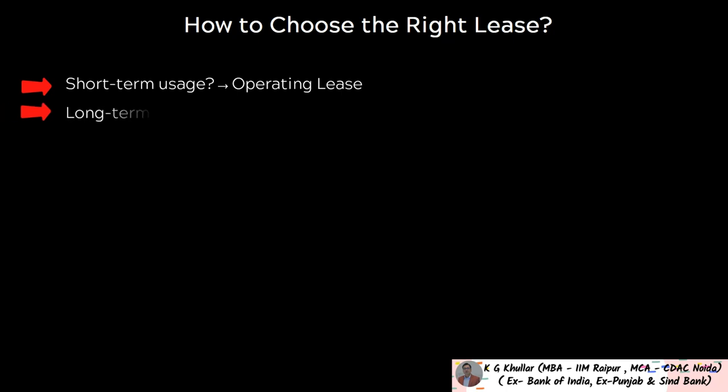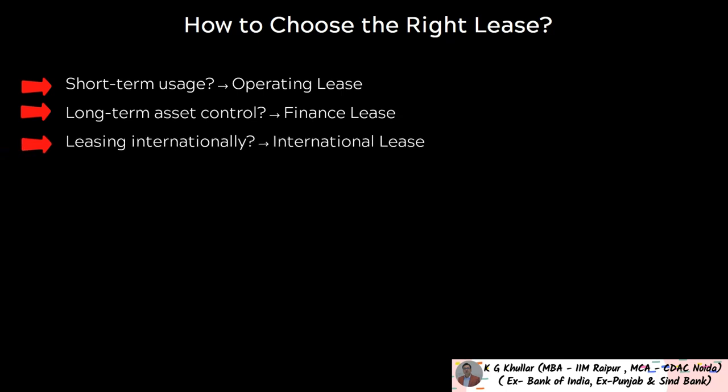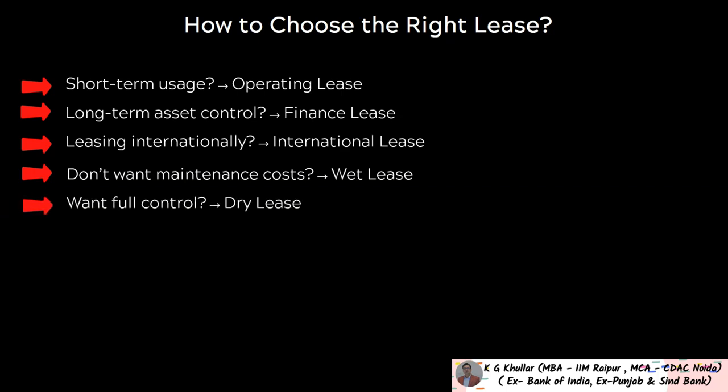So friend, out of so many types of leases, we just saw how to choose the right lease. Now, choosing the right lease depends upon the business needs. So for short-term usage, we will generally use operating lease. Then in case of long-term asset control, we can use finance lease. Next, if we are leasing internationally, then we can use international lease. Next, if we don't want maintenance cost, then we can use wet lease. On the other hand, if we want full control, then we can use dry lease. So with this, I hope this breakdown of types of leases is crystal clear to you.